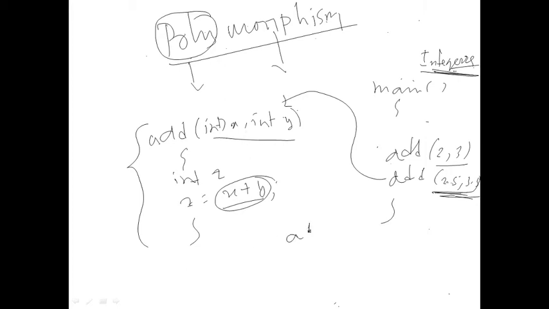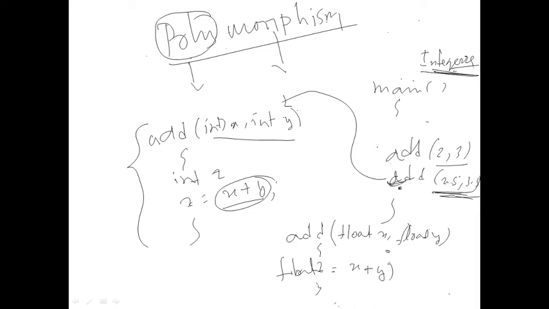So what you can do is have another function called add with the same name, but here you write float x comma float y, and in that you write float z is equal to x plus y. But now there will be no problem.